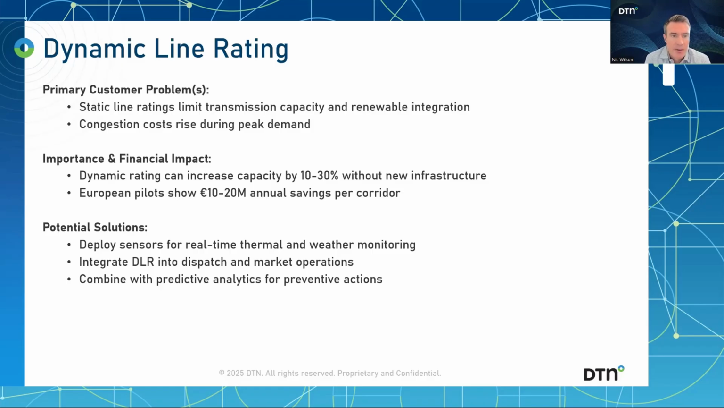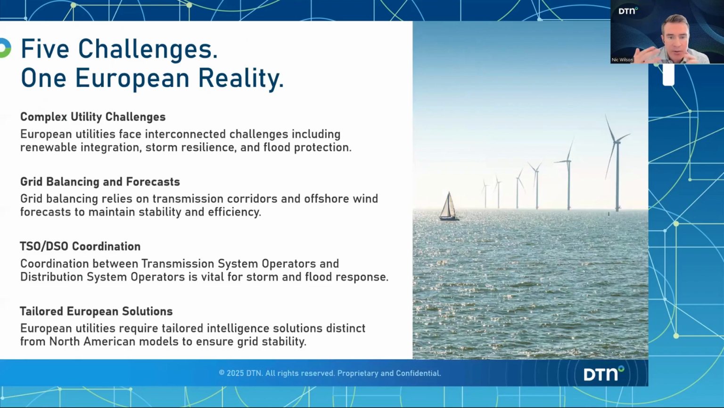So let's bring this all together in the final slide here, Andrea. 6 use cases. They're ultimately all interconnected. Grid balancing depends on transmission corridor availability. Offshore wind feeds directly into balancing operations. TSO and DSO coordination is required for storm response, flood protection, and load optimization.